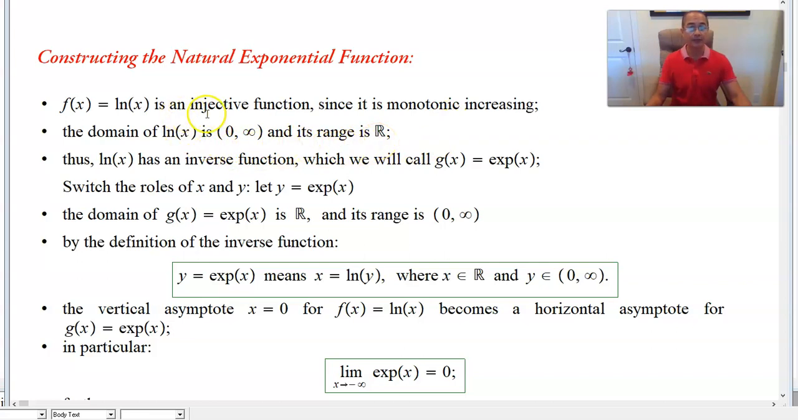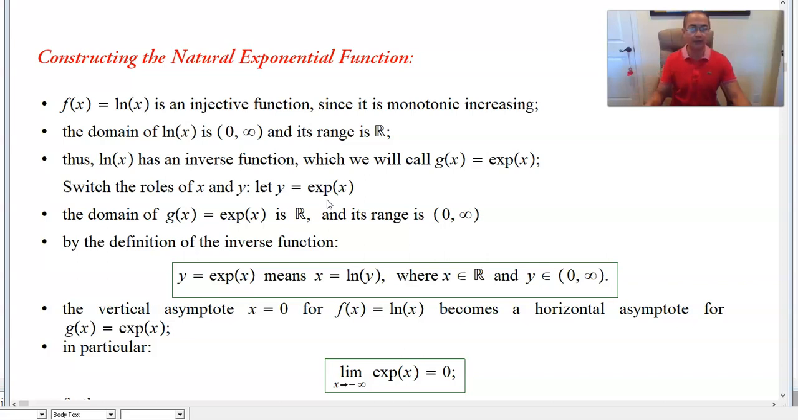Okay, so because ln of x is injective, it has an inverse function, which we will call, for now, the exponential of x. And we switch the roles of x and y. Okay, so let's write y equals exponential of x. And the domain of this inverse function is all real numbers, which is the range of ln of x. And its range is from 0 to infinity, which is the domain of ln of x. Okay, so we have a meaning to an inverse function.